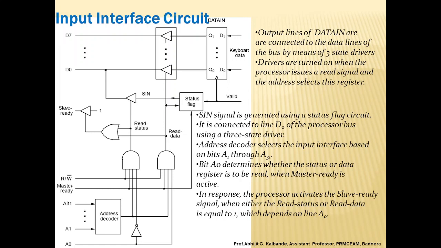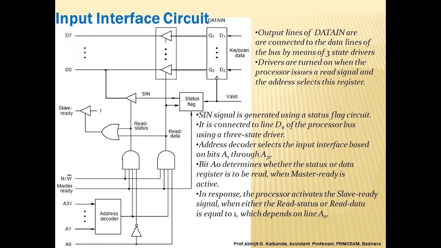The output lines of data in are to be connected to the data lines of the bus by means of three-state drivers. These drivers are turned on when the processor issues a read signal and the address selects the register. These signals are generated using a status flag circuit. It is connected to the line D0 of the processor bus using a three-state driver, and the address decoder selects the input interface based on the bits A1 through A31.